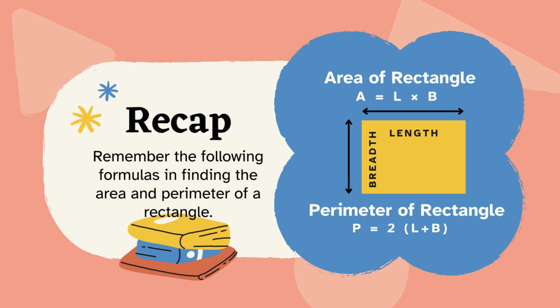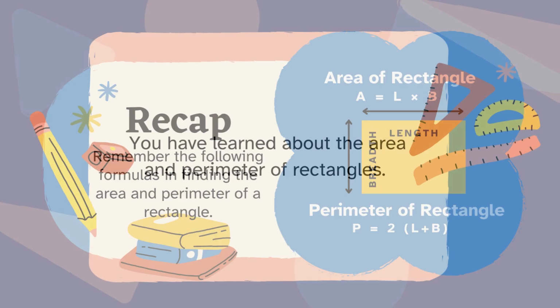Let's quickly recall what we have learned so far. We have learned the area of a rectangle, which is length into breadth. We also learned the perimeter of a rectangle, which is twice the sum of length and width.